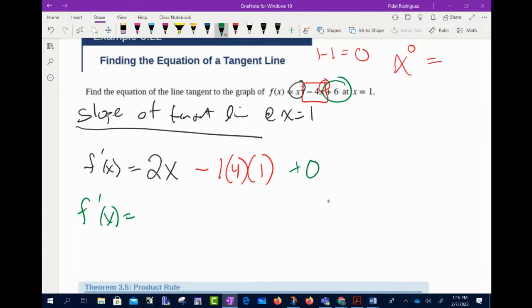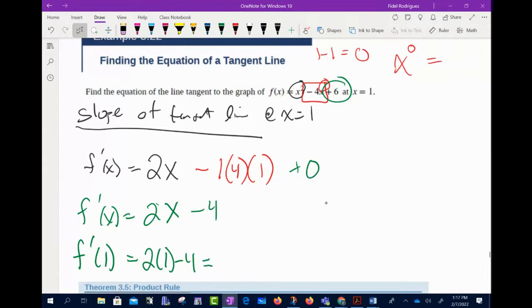At x equals 1? Okay, so 2x minus 1 times 4 times 1. Everybody agree, minus 4? Okay. Now, we want to find the slope when x is equal to 1. So what we're going to do here, y'all, we're now going to find f prime at 1. So we're going to plug in the number 1 into our derivative. So 2 times 1 minus 4 is 2 minus 4. Everybody agree, negative 2?